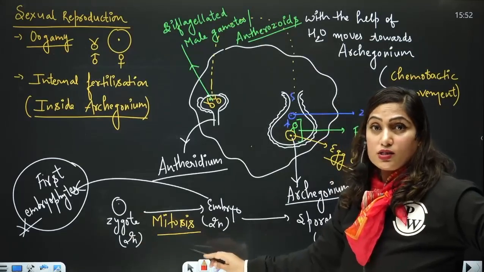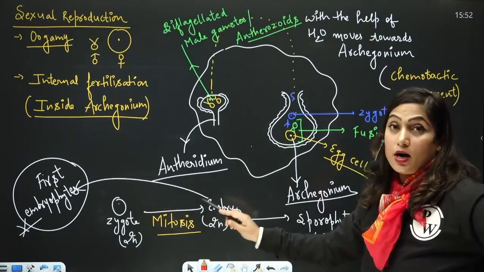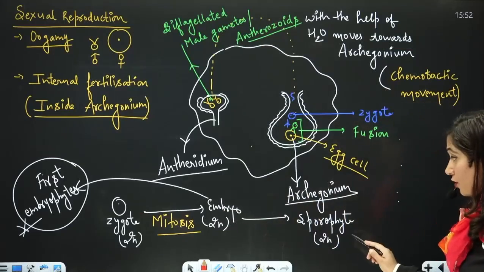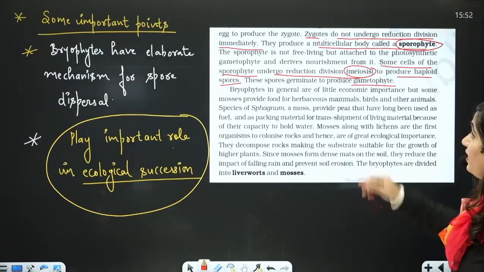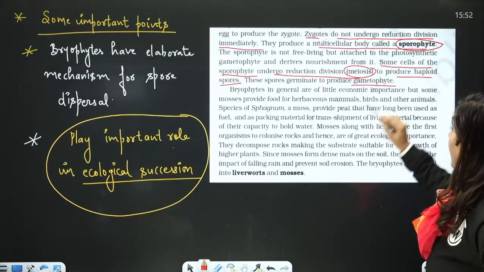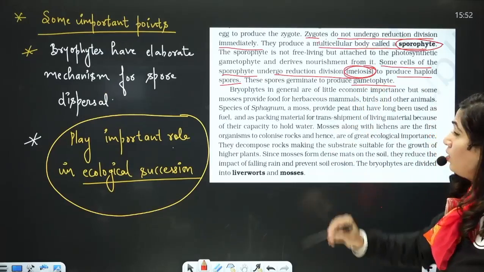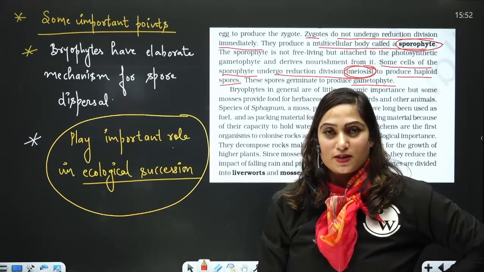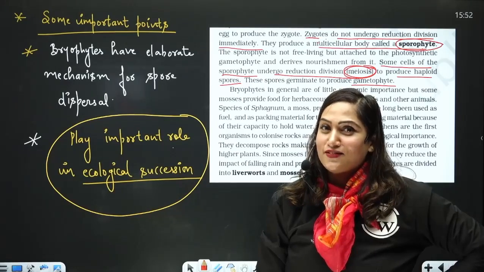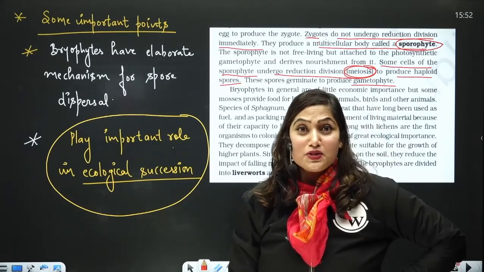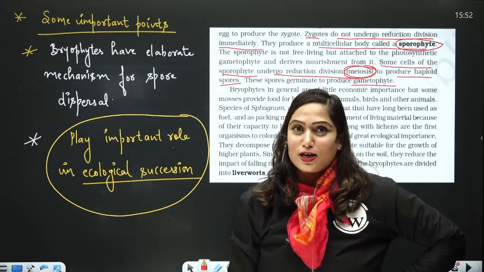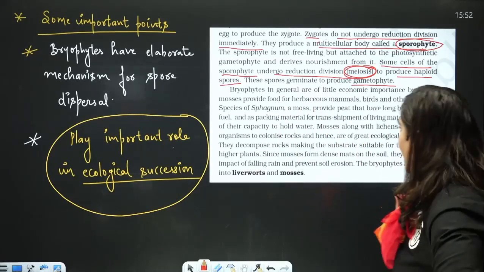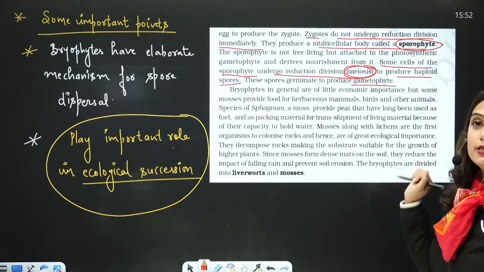The zygote undergoes equational division or mitosis to form an embryo, then that embryo forms a sporophyte, and ultimately inside the sporophyte, in the capsule, some cells undergo meiosis to form haploid spores. I hope these lines of NCERT are very clear to you. That is why they are called embryophytes, because the zygote does not undergo reductional division immediately. Okay?